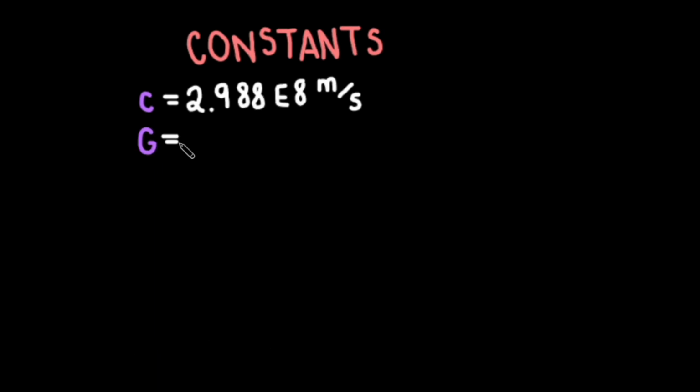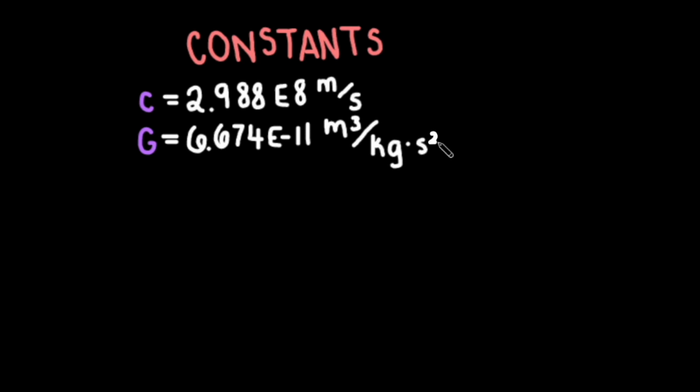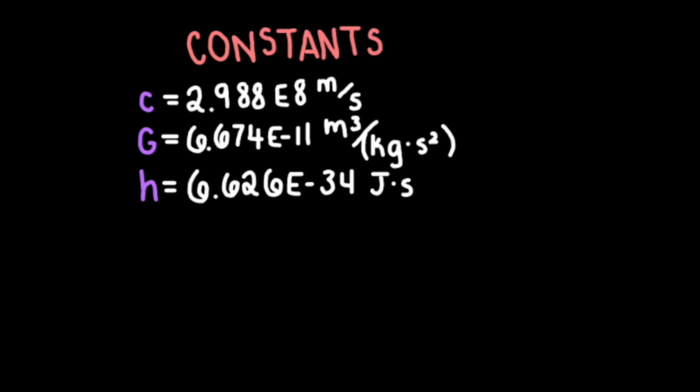G, the gravitational constant G is 6.674 e to the negative 11th meters cubed per kilograms second squared. This is key to talking about the gravitational force between two or more masses. H stands for Planck's constant, which is 6.626 e to the negative 34th joules times seconds. You'll likely see this constant when talking about quantum physics and blackbody radiation.